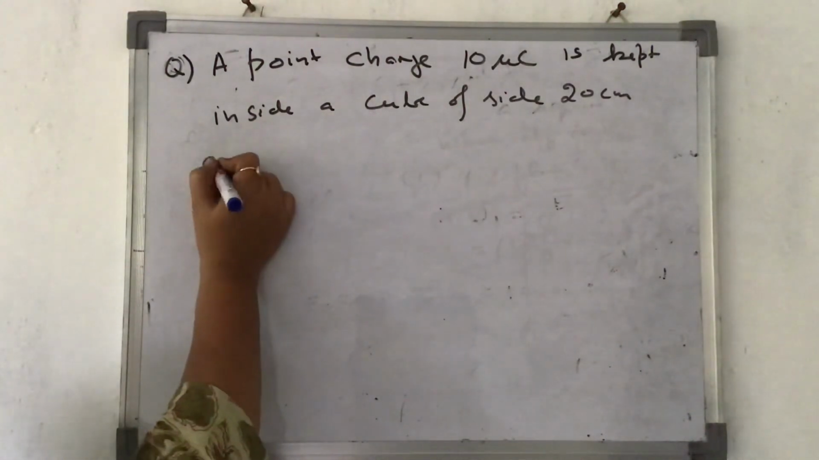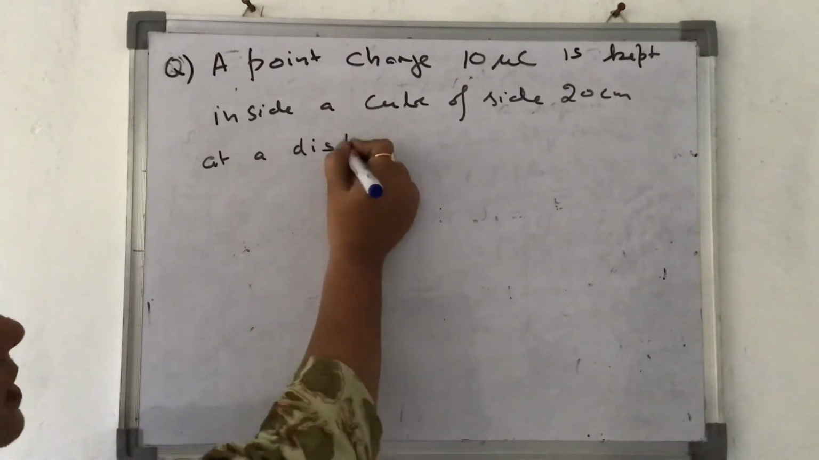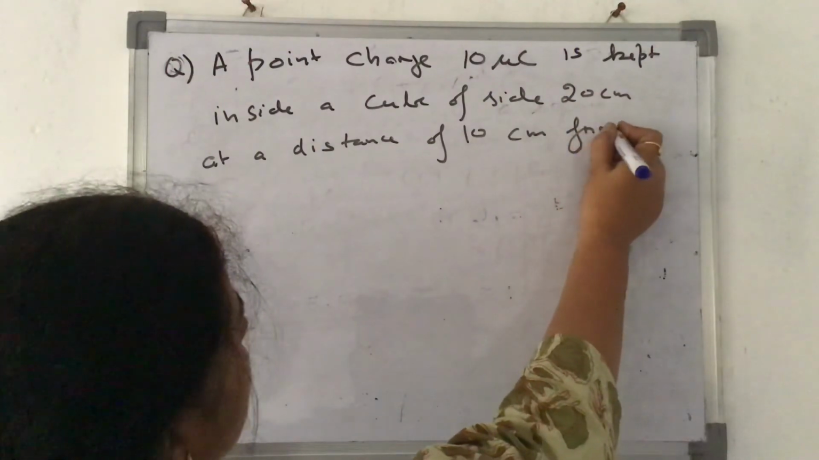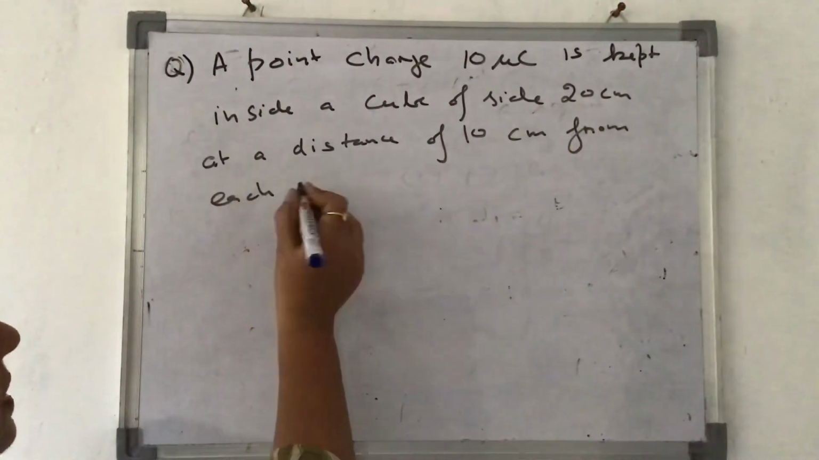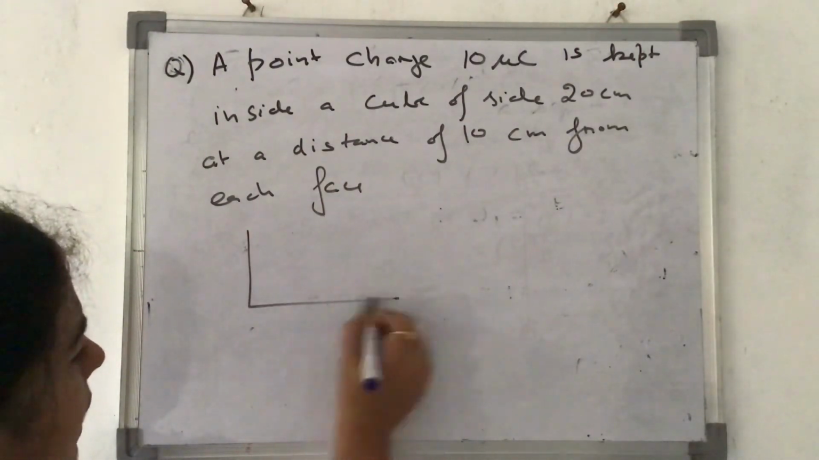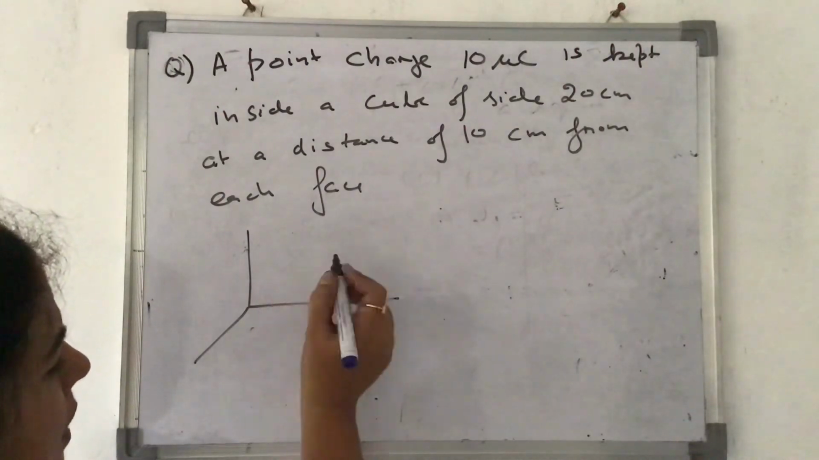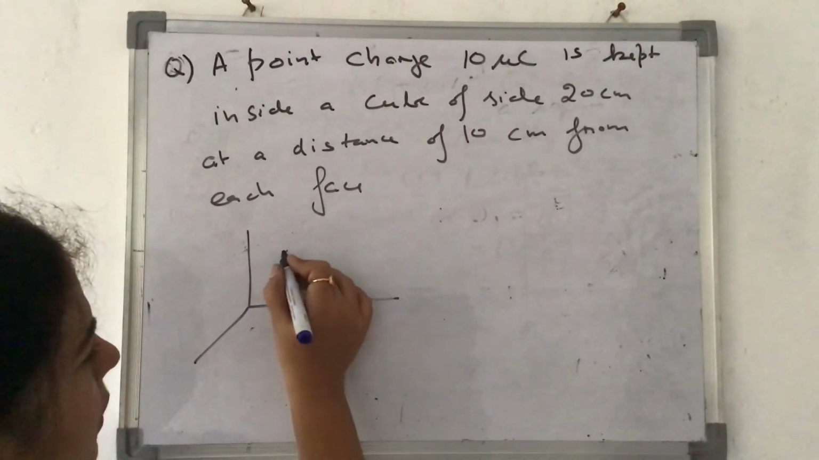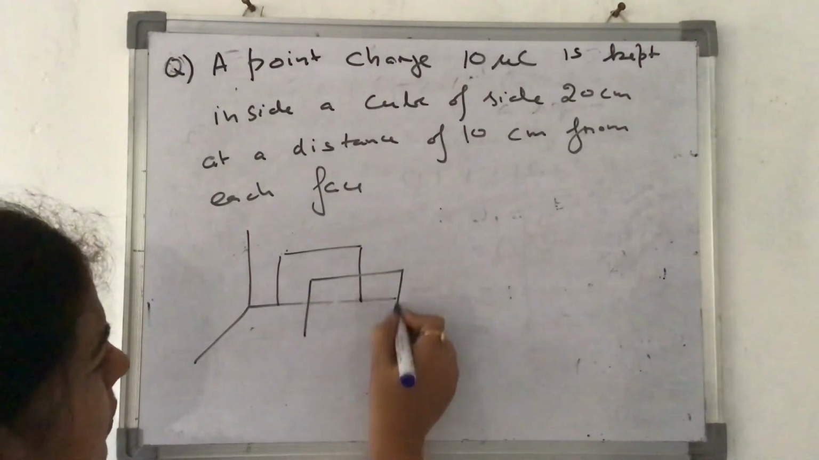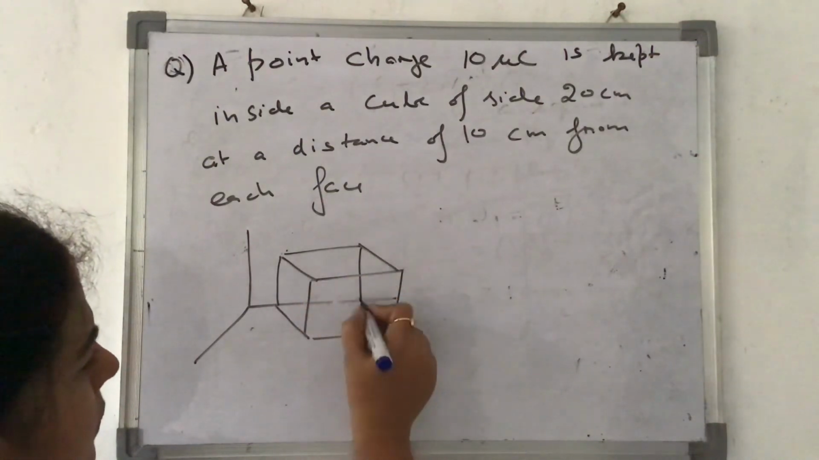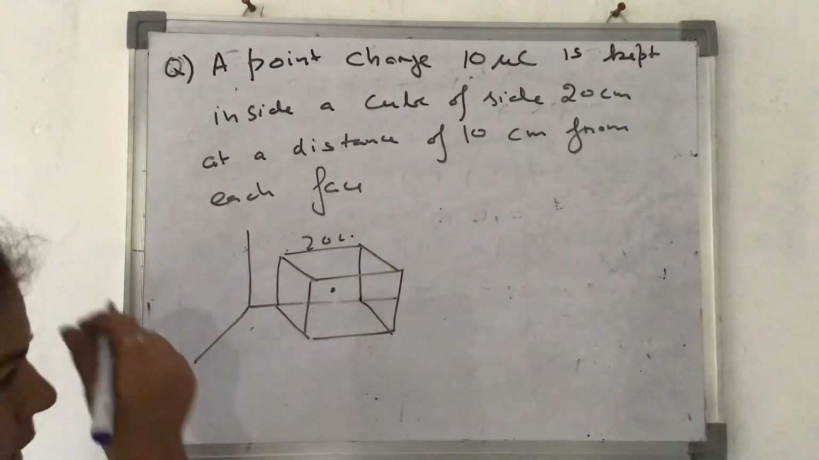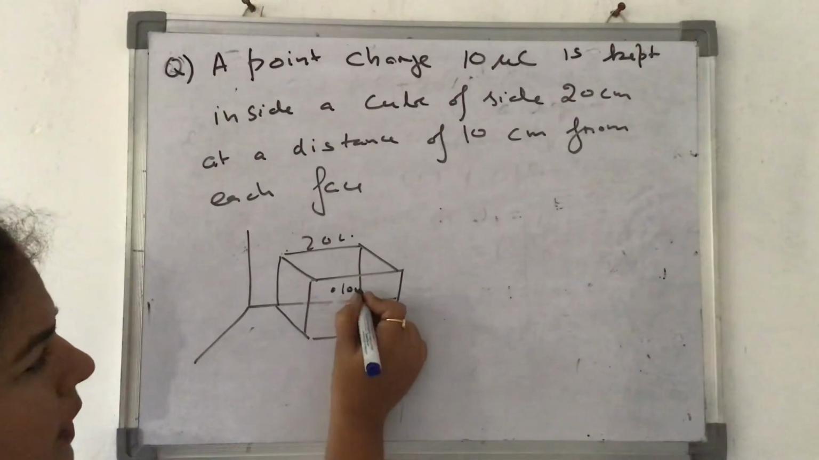at a distance of 10 centimeter from each face. That means if I take it like this, where is it kept? अगर क्यूब रखा है हमने इस तरह से, let's say I've kept a cube like this. Each side of the cube is 20 centimeter and a charge is kept like this. वो हर साइड से, हर अपनी एज से कितने सेंटीमीटर है? 10 सेंटीमीटर के डिस्टेंस पर.